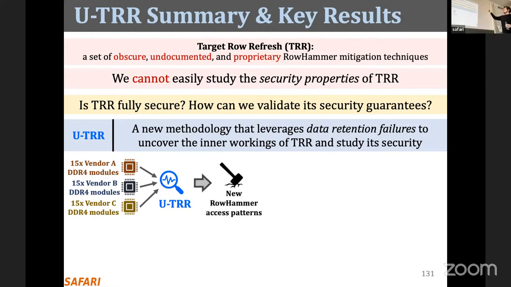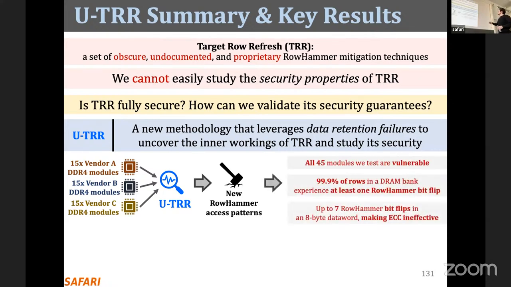Then we tested 15 DDR4 modules from each of the three major manufacturers, and we show that all 45 modules are vulnerable to RowHammer. This is different from what the previous paper showed; there were some modules in which they couldn't induce bit flips. 99.9% of rows in the DRAM bank experience at least one RowHammer bit flip, and up to 7 RowHammer bit flips can be induced in an 8-byte data word.